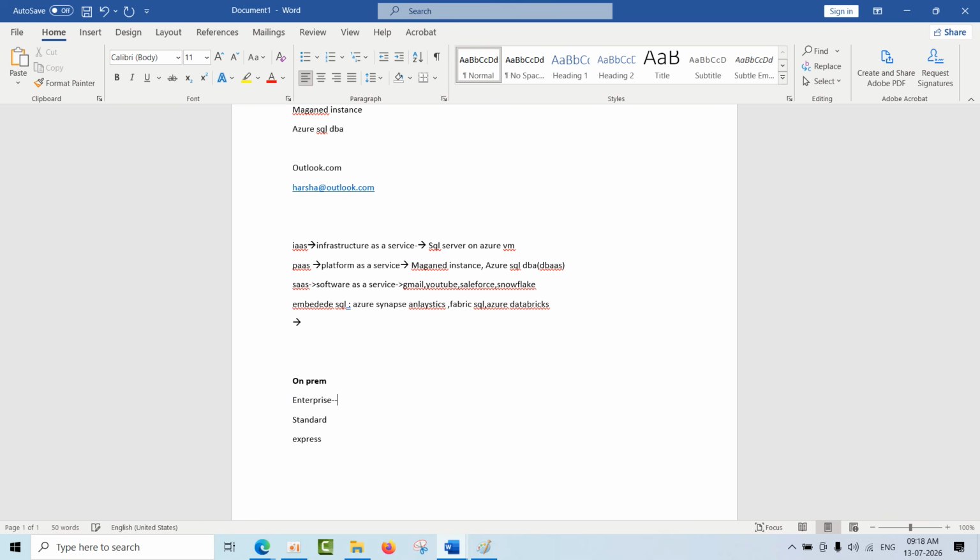So if I purchase the enterprise edition, how many databases can I create? Once I purchase the enterprise edition, how many databases can I install? N number, meaning 32,000 something. Yeah, 32,000 plus. Once the software is mine, I can create that many databases.